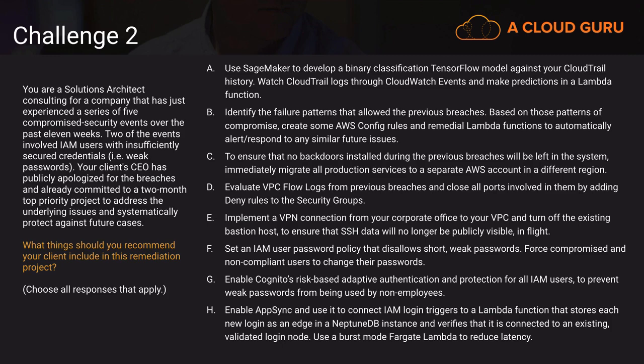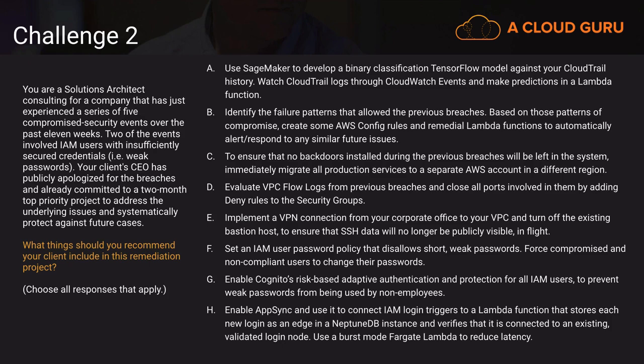So option G says we can enable Cognito's risk-based adaptive authentication and protection for all IAM users to prevent weak passwords. Well, if you know about IAM and you know about Cognito, they're 2 separate things. Cognito has user pools that keeps up with user accounts. IAM has its users that are its own thing, and they don't overlap. So Cognito's users are separate from IAM users, so this doesn't really make any sense. So I'm going to eliminate option G.